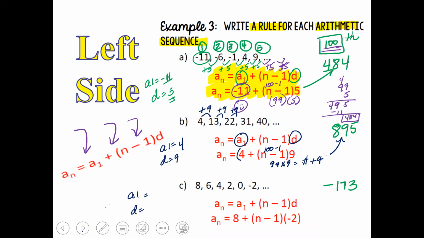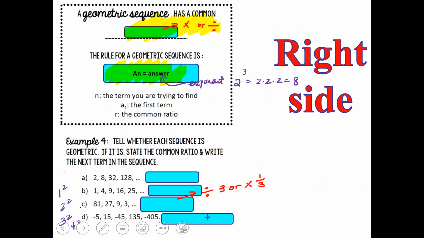And that is your answer. If you're to find a 100th term, it's negative 173. All right, now let's take a look at the right side, which is geometric sequencing. Geometric is a ratio, and that is a formula itself.